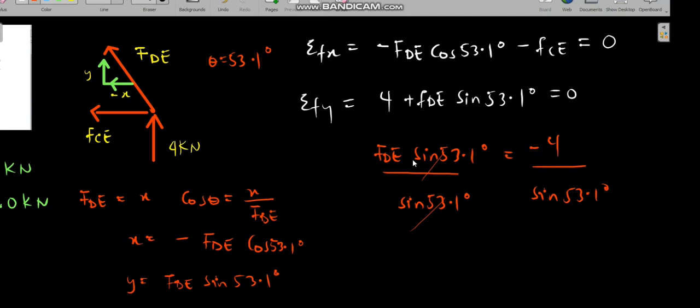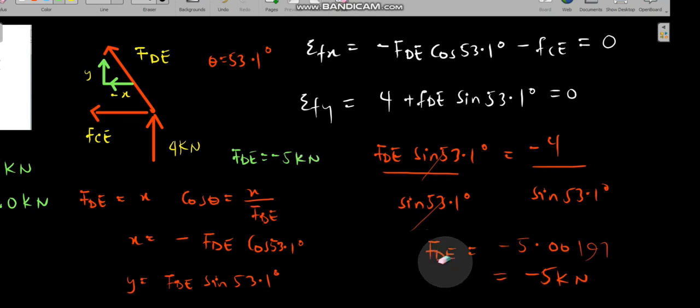So minus 4 divided by the sine of 53.1 degrees. That gives me FDE to be equal to minus 5.00197. So let's make FDE equal to minus 5 kilonewton. So that's the value of FDE. Let me write this somewhere. So you got FDE to be equal to minus 5 kilonewton.